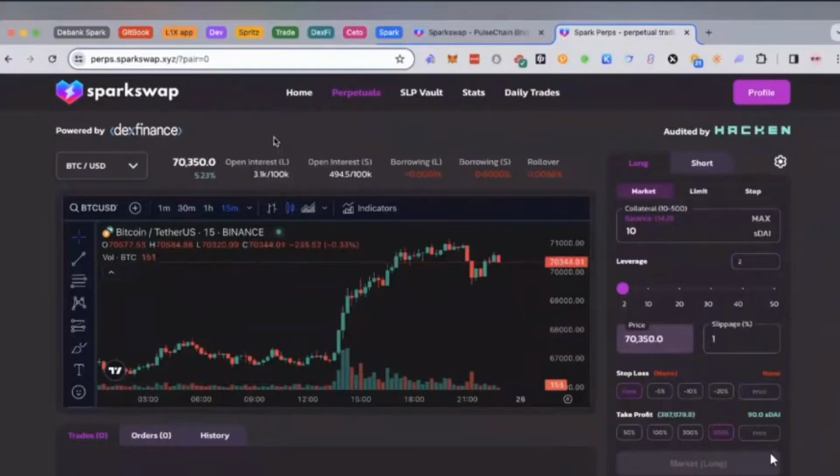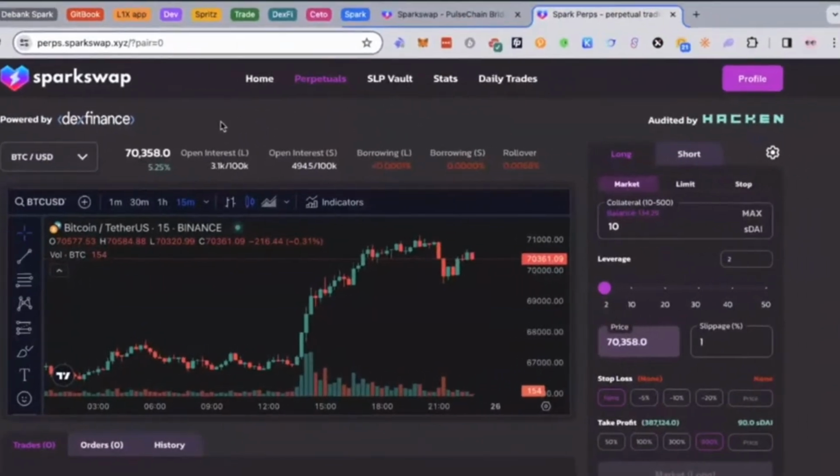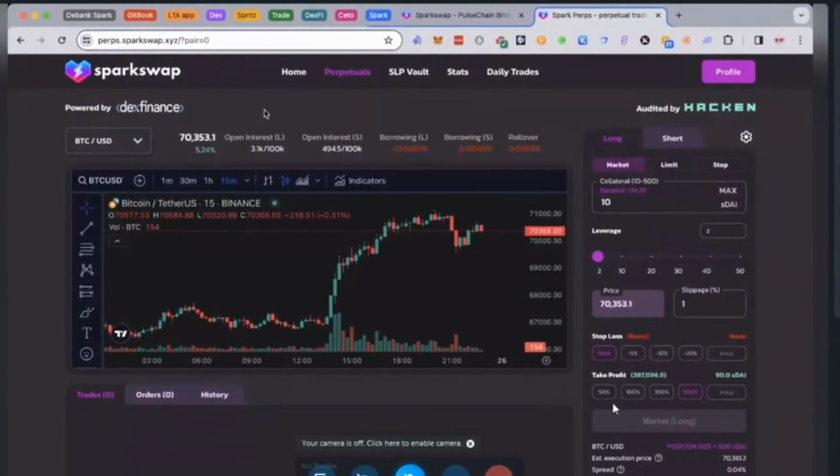The first thing you have to realize when you're getting into the perps, just from a high level, is that this actually gives us a lot of flexibility, but it's not quite like trading an actual token. You're not buying and selling the token.